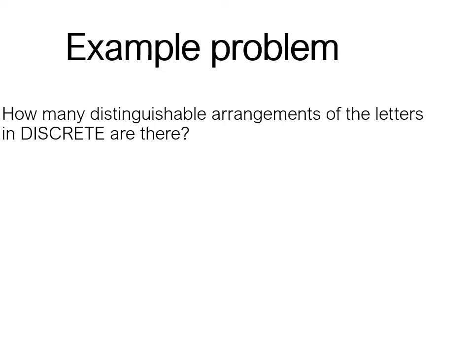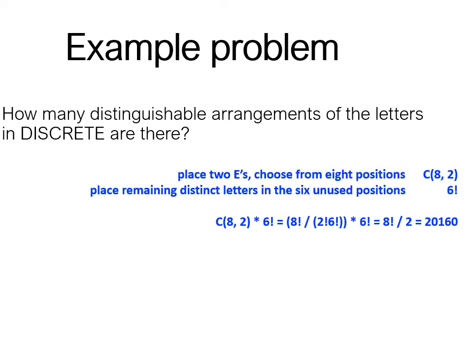Okay. So this problem takes us back to counting. So the question is, how many distinguishable arrangements of the letters in discrete are there? This problem is very similar to the problem that we had in the lectures on counting. I think it was basically the same, except there we had Mississippi, and here we have discrete. So how do we go about solving this? In discrete, first we have to look for letters that are repeated. And the only thing that repeats are these two E's.